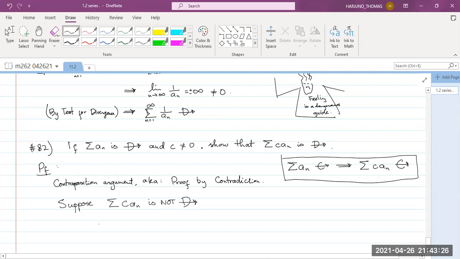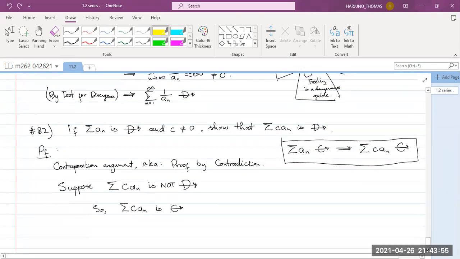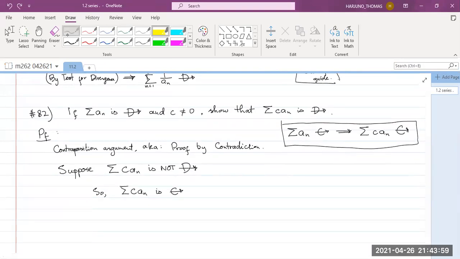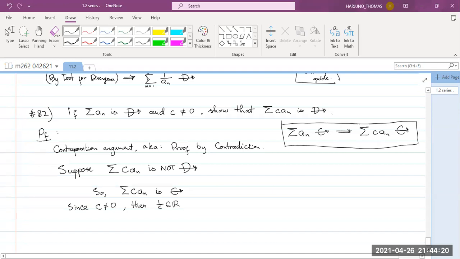Well, it means this series is convergent, right? But we start from the hypothesis that it is not divergent. So we start from the negation of this. Now, suppose this series is convergent. Since C is not zero, then 1 over C is not infinity. It is a real number, right?